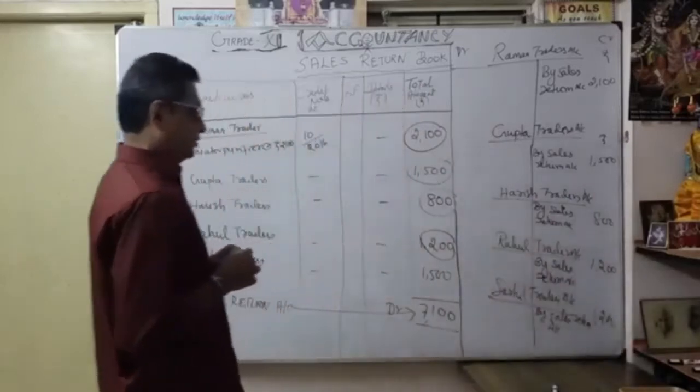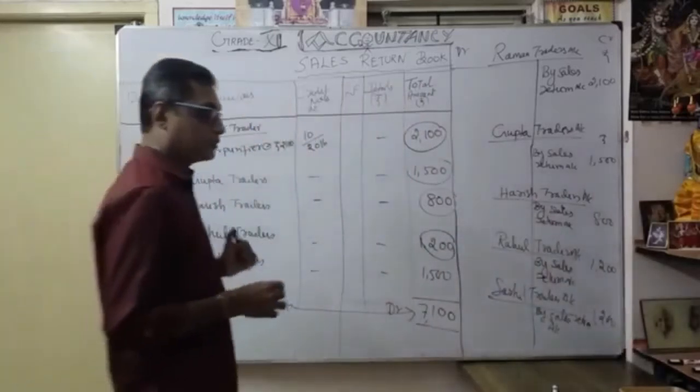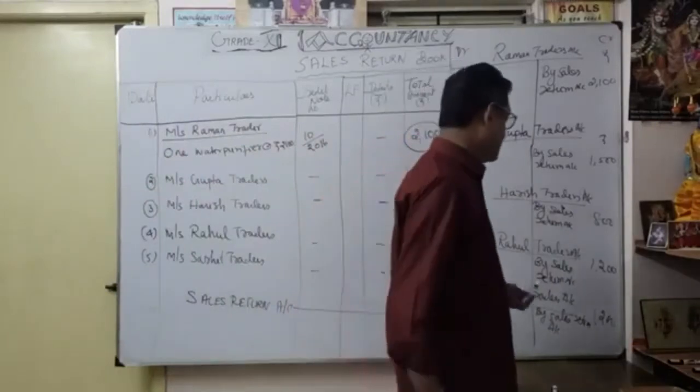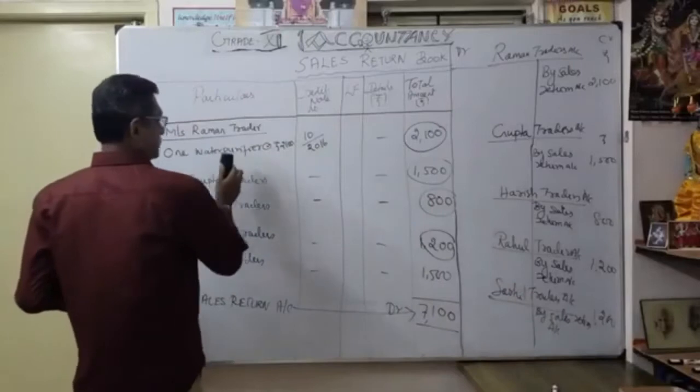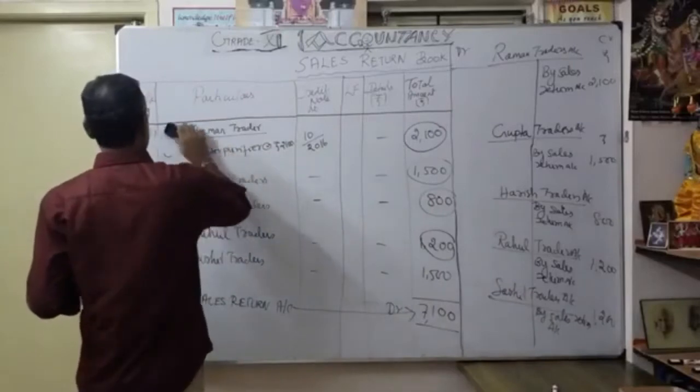Okay. So now what are you going to do? Open the sales return account. Now see how you are going to write the sales return account. I will take it here.